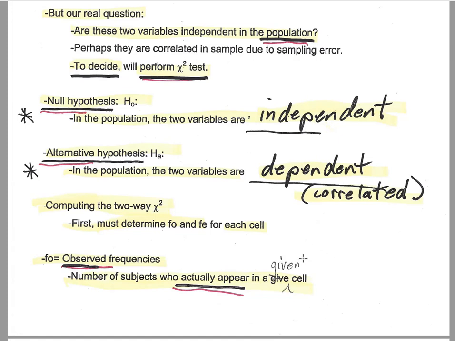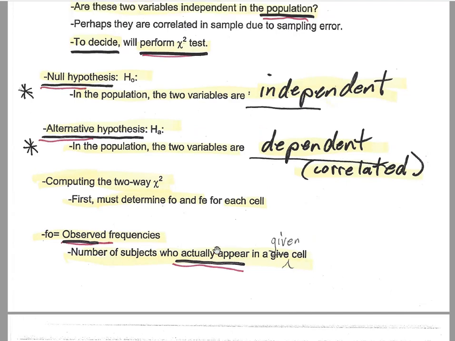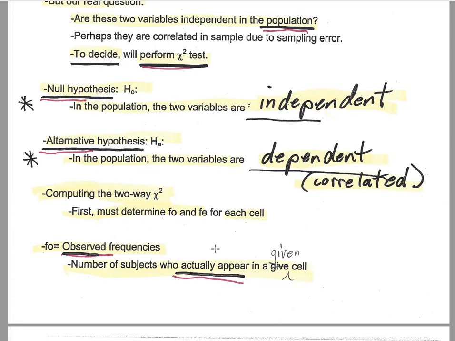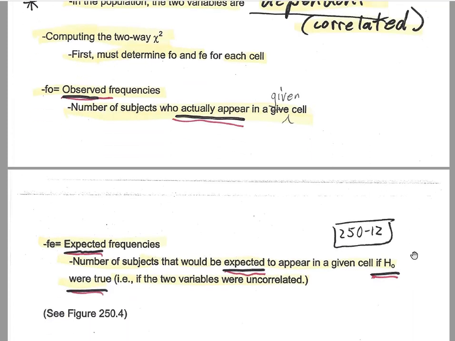We have already seen the observed frequencies for our investigation. When I showed you the cross-tabulation table earlier, the numbers that we looked at were observed frequencies, the number of people that are actually in a given cell. A new concept, something that we haven't talked about until now, is our next concept. F with an E subscript is our symbol for expected frequencies. Expected frequencies can be defined as the number of subjects that would be expected to appear in a given cell if the null hypothesis were true. That is, if the two variables were completely uncorrelated in the population.